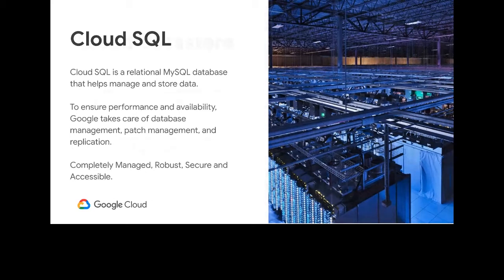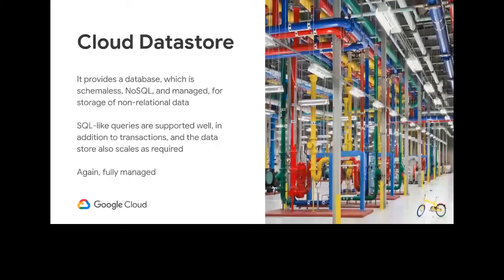The third is Cloud Datastore. It is also a database service, and it's schemaless, NoSQL, and managed. Cloud Datastore is NoSQL, non-relational, and is used for storing non-relational data. You run SQL-like queries and get meaningful information out of it. And again, it's fully managed. I already explained what fully managed means.